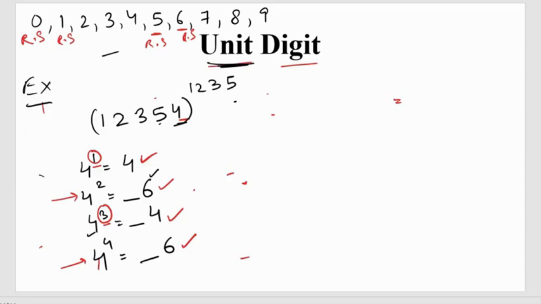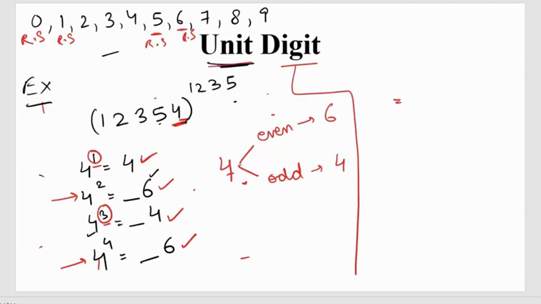So from here we got to know that whenever the last digit is 4, we will check the power. If the power is even, then the unit digit is 6. If the power is odd, then the unit digit is 4. Right, everyone?